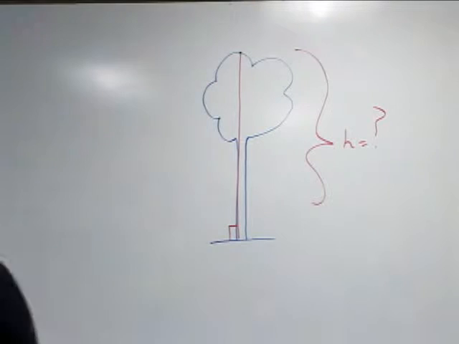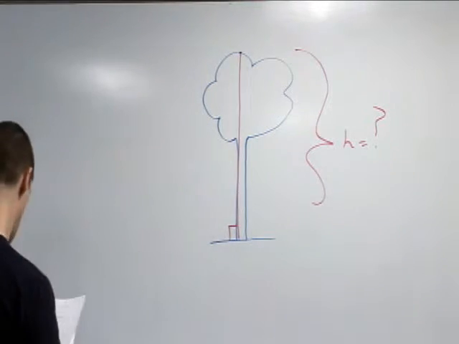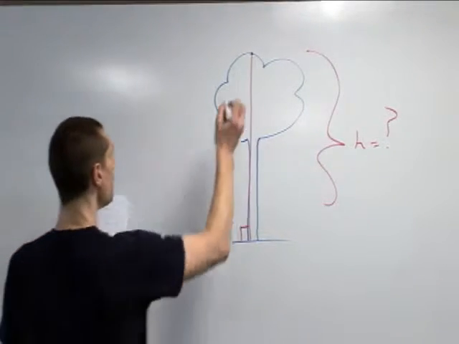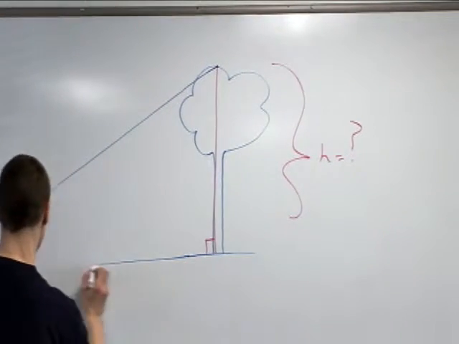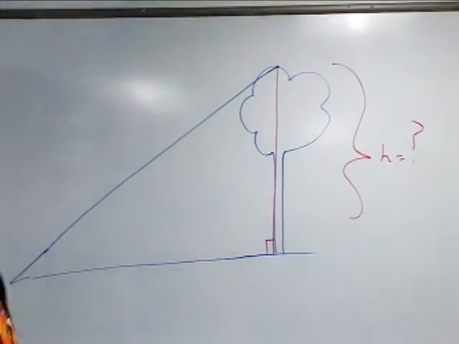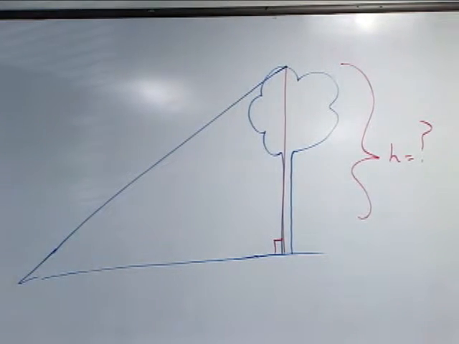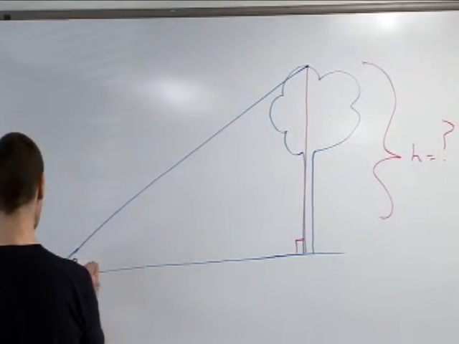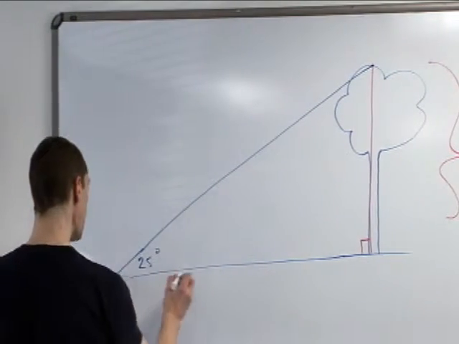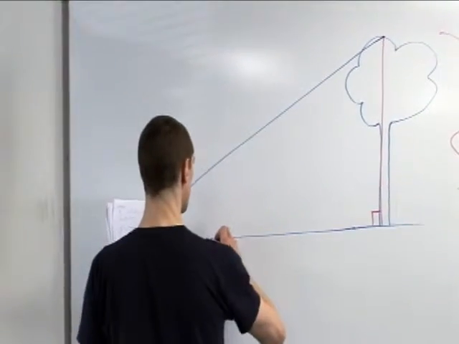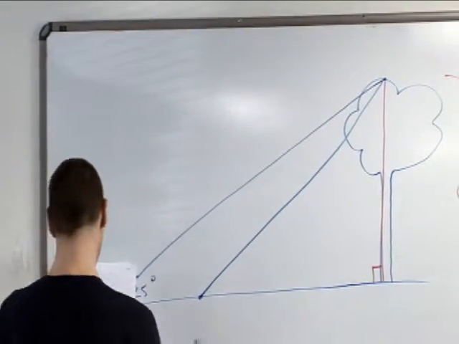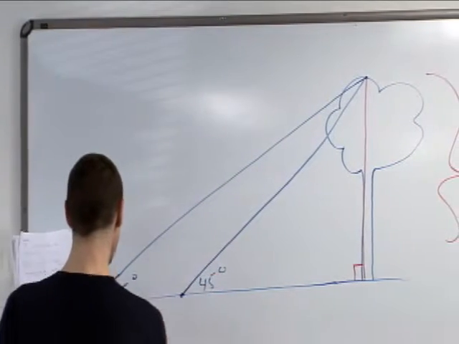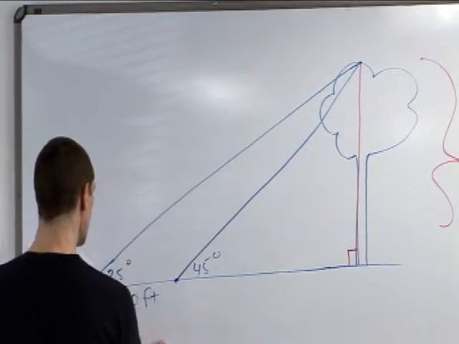And somehow, amazingly enough, the people who were in charge of figuring this out managed to get a couple measurements. One was from here to here. And here's, oops, this is like the biggest one I've done. Okay, so we know that this is an angle of 25 degrees, and they also took another measurement from here, from here to here. This is 45 degrees. Here's 80 feet.